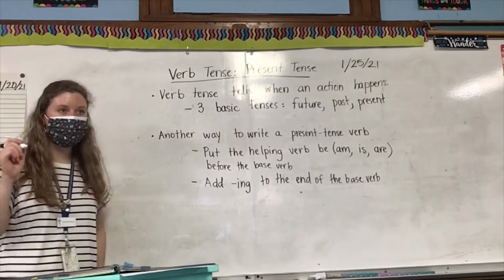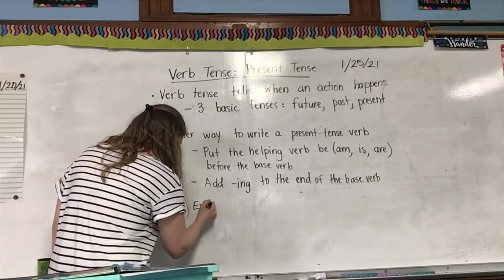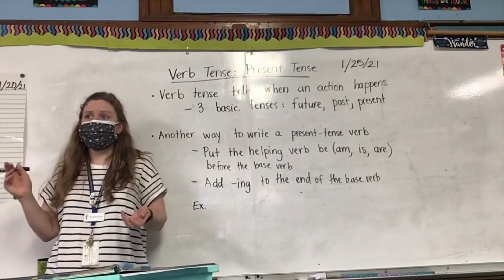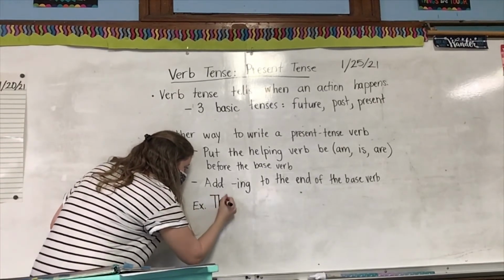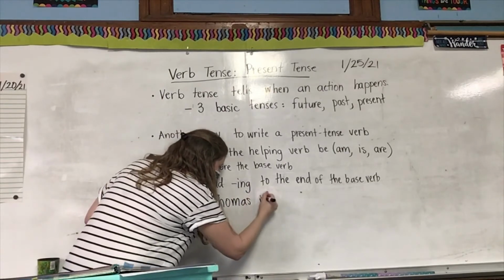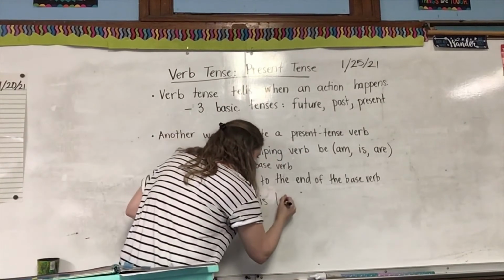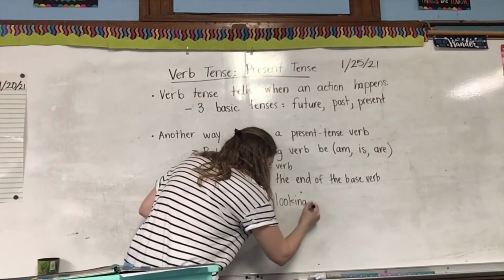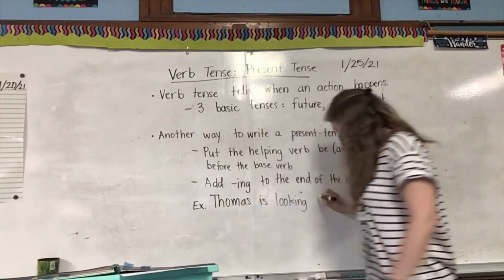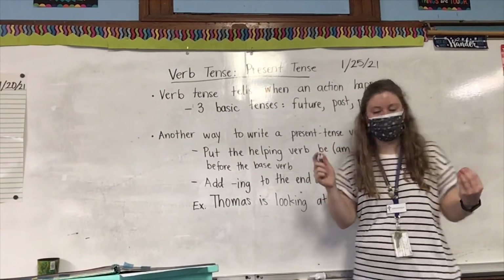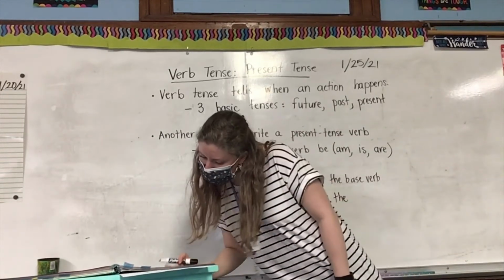Now I'm going to write an example. We know our regular example that we know already is Thomas looks at the sky. Well, we can also say Thomas is, we added that helping verb be, but the correct form, looking, we added ing to the end of our base verb, and then we add the rest of the sentence. Thomas is looking at the gray sky.